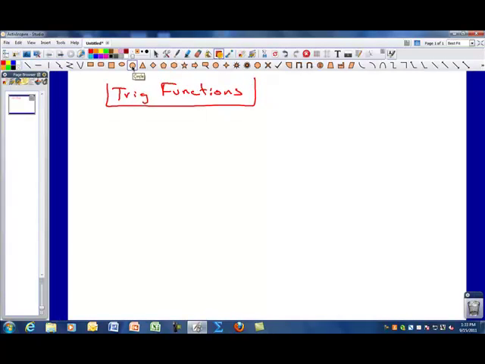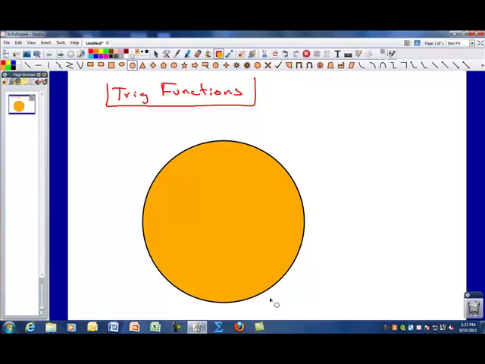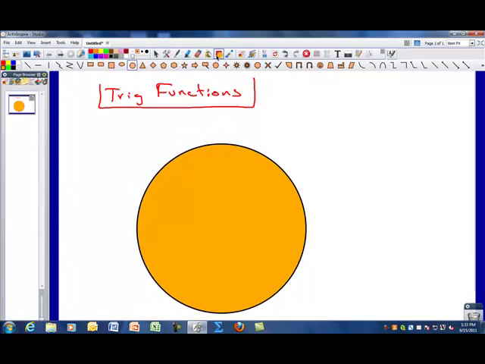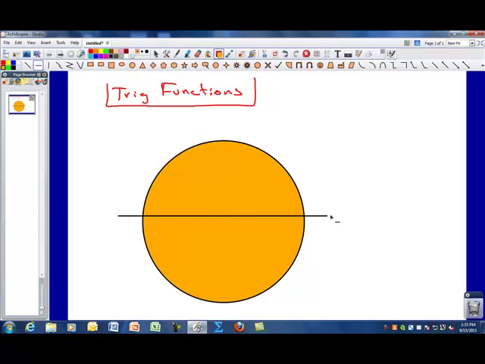Let's see if we can get it so it's not filled in with a color. Well, I guess that'll be okay. And let's do this and this.